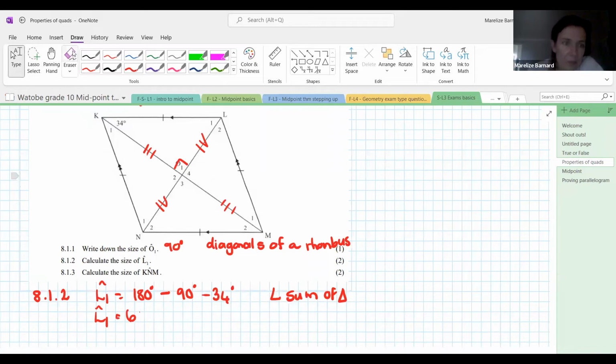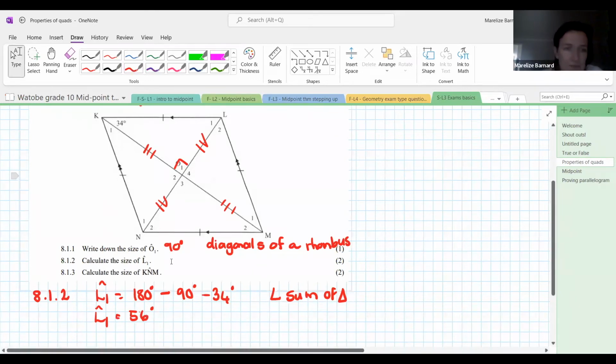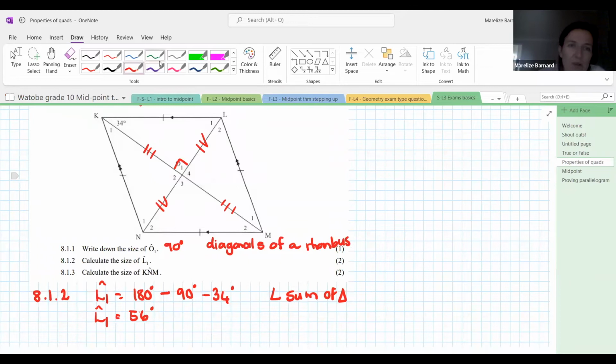Do you want to do 8.1.3 for us as well? Okay, can I just work it out quickly now? Oh, okay. All right, thanks, Chinamiram. Okay, awesome. So now we've worked out L1. That's 56. Who can do K in M for us? 8.1.3, K in M.